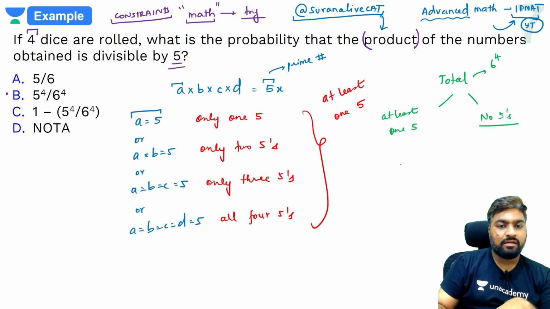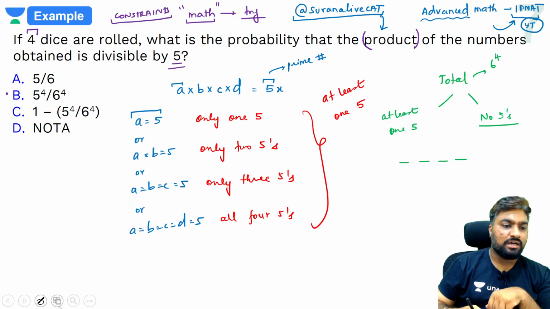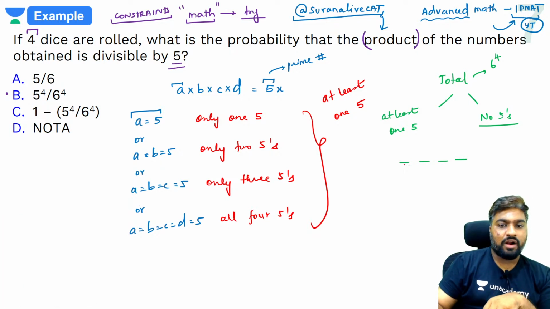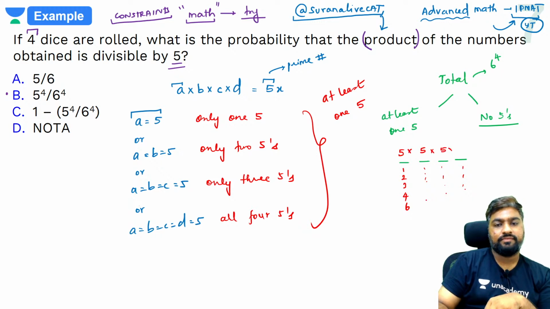No 5s means what? 1, 2, 3, 4, 6: slots from 1 till 6. So 5 cases you will have.